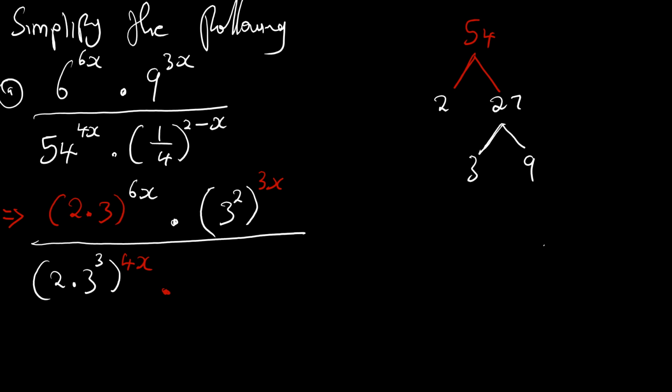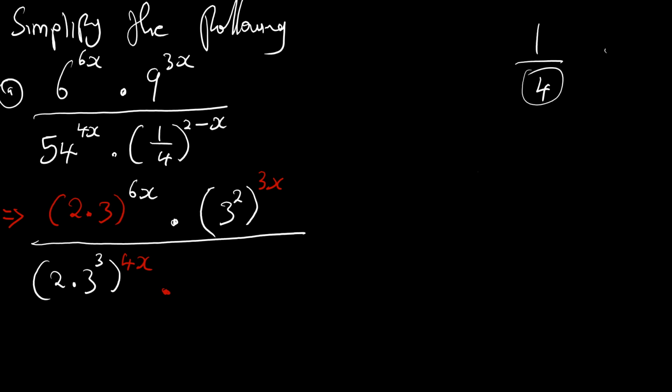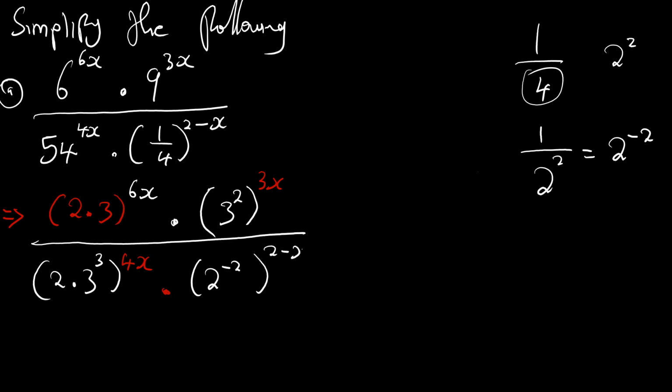4. When we come to a fraction like this, 1 over 4, we must focus on our denominator, 4. We can write 4 as 2 squared, so this will be the same as 1 over 2 squared. 2 is a prime number, and this one is the same as 2 to the exponent of negative 2. So 1 over 4, I'm going to write it as 2 to the exponent of negative 2. This is the same as 1 over 4 to the exponent of 2 minus x. I hope we are still following.